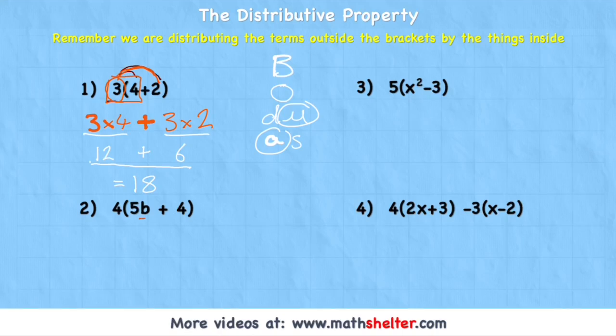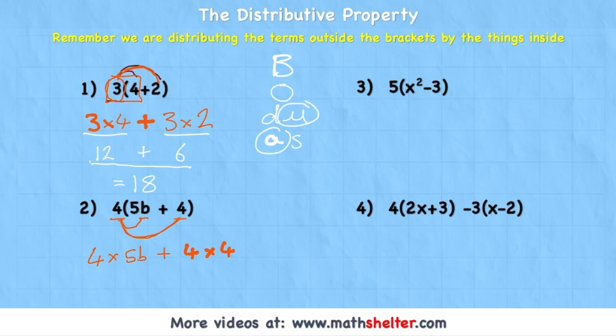This time we can see I have an unknown variable in the form of this b. But it doesn't really change anything. I'm still going to be distributing this 4 by the 5b and then by the positive 4 over here. So again, I have 4 next to a bracket without any other operation. So I know that means multiplication. So I've got to do 4 times 5b, and then I'm adding it to 4 times 4.